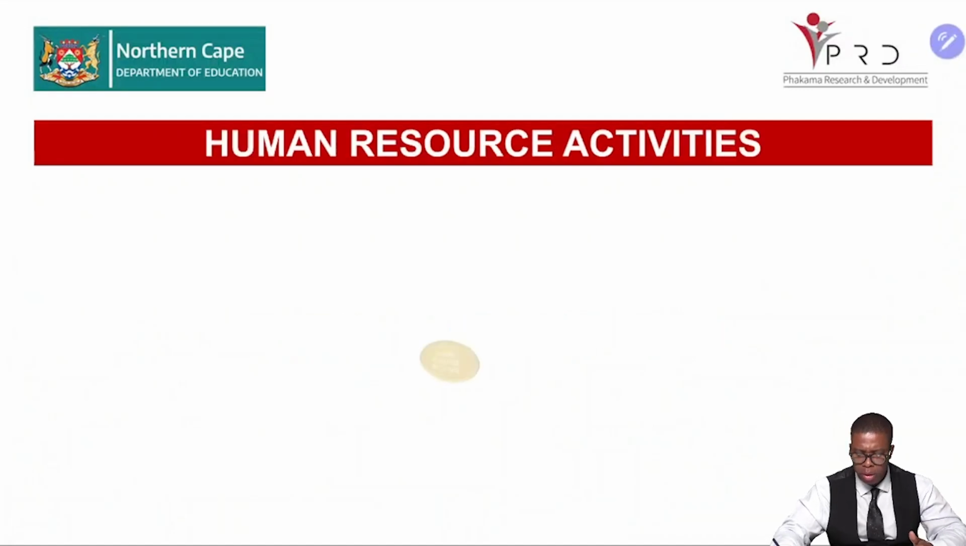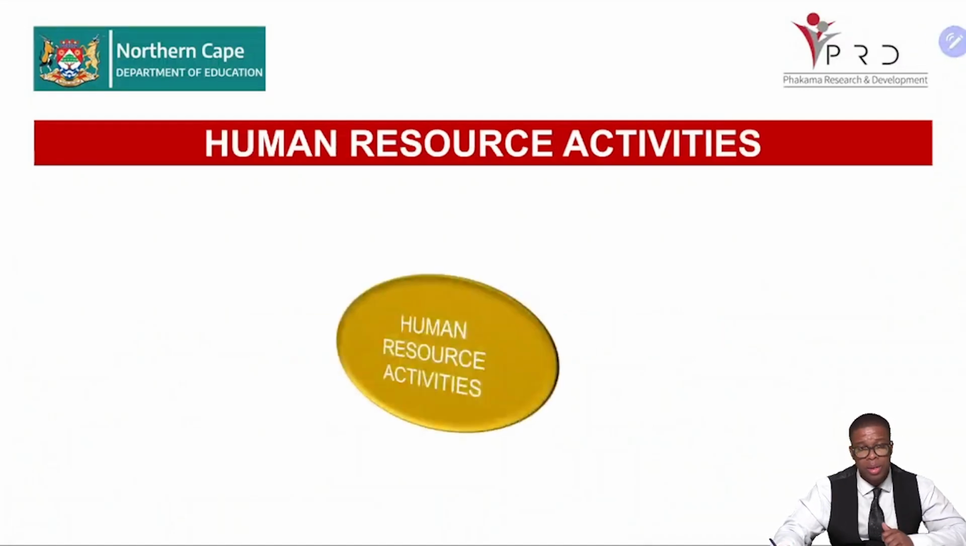Now, human resource function. Human resource function is a function that deals with taking care and ensuring that they recruit, select, induct, and also place employees in the appropriate position where they contribute and create value for the business. So the human resource function has to deal with the following activities.